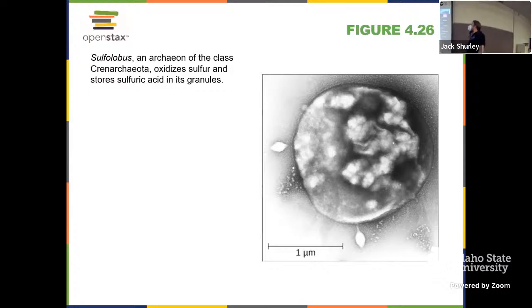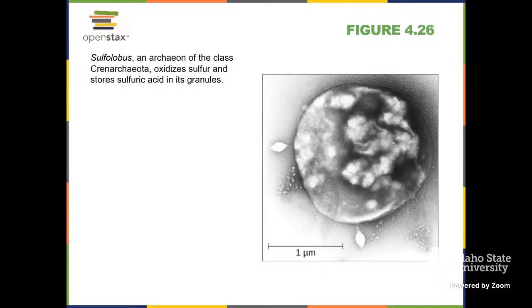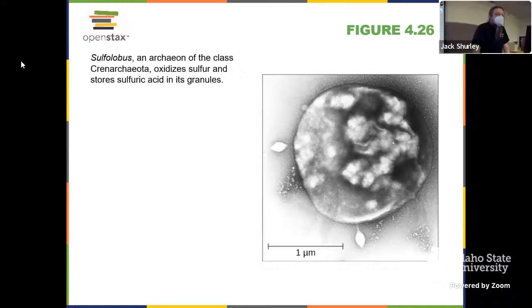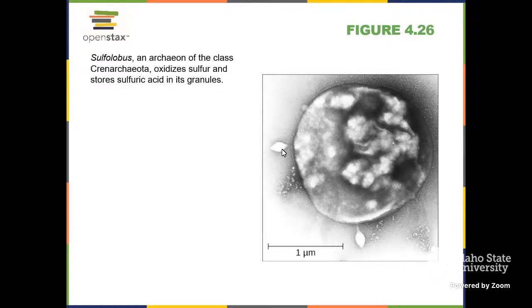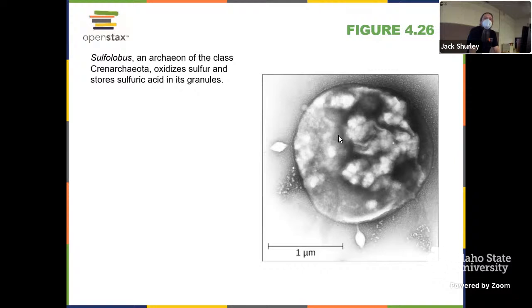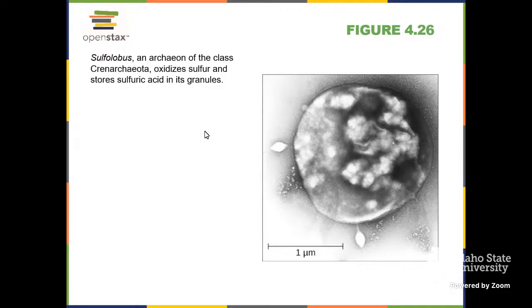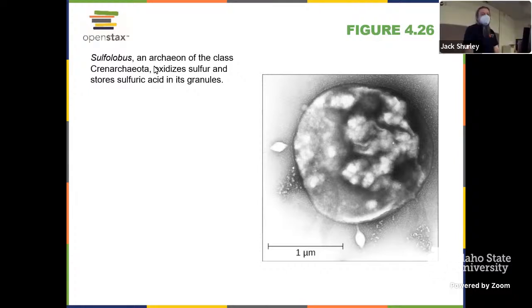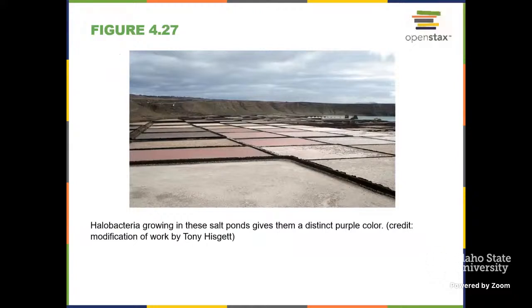Where are you, Deinococcus? Sulfolobus, this is a type of archaea. It oxidizes sulfur. It stores sulfuric acid in these little granules. I think that's awesome, right? So maybe storing that up as a protective mechanism, or utilizing it to degrade substances and pull them in as foodstuffs. Both potentials with that, I think, really pretty impressive. And just one other instance of the extreme nature of some of those archaea organisms.